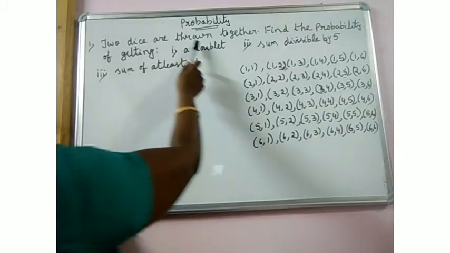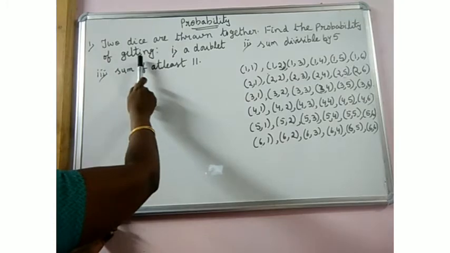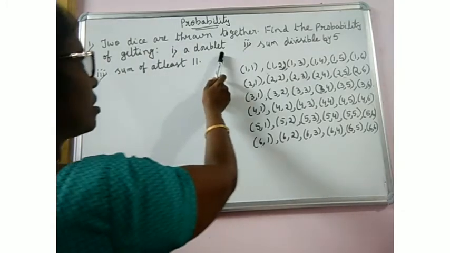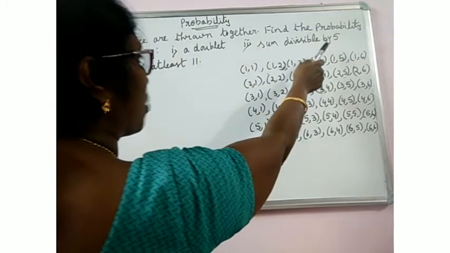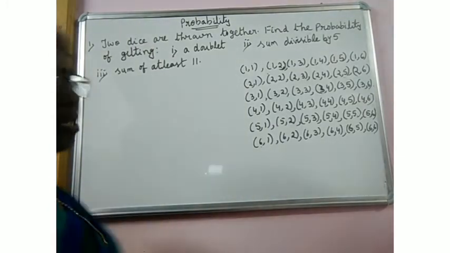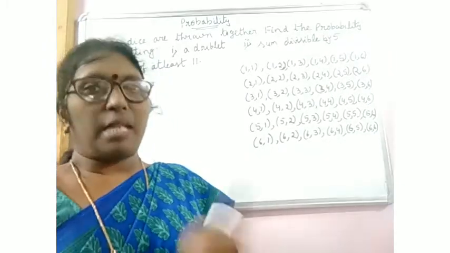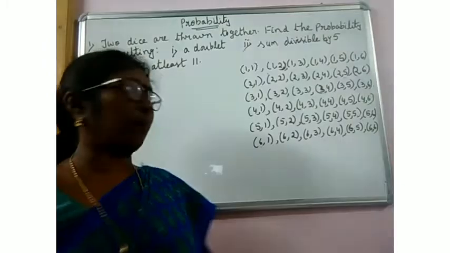Two dice are thrown together. Find the probability of getting a doublet. Second one, sum divisible by 5. Third bit, sum of at least 11. Already we had one class of problems. Little different variety I am explaining today.